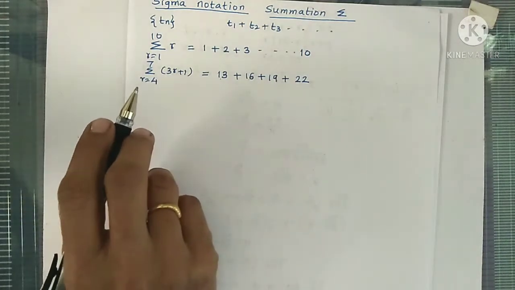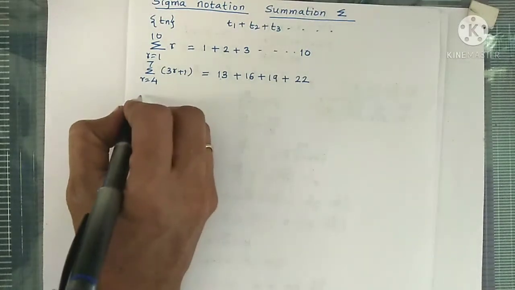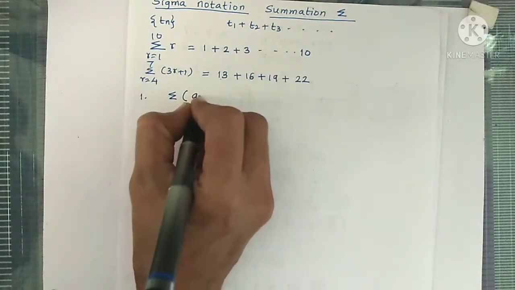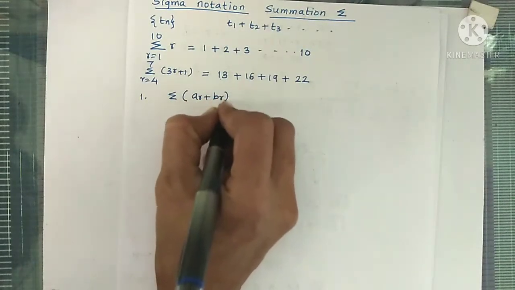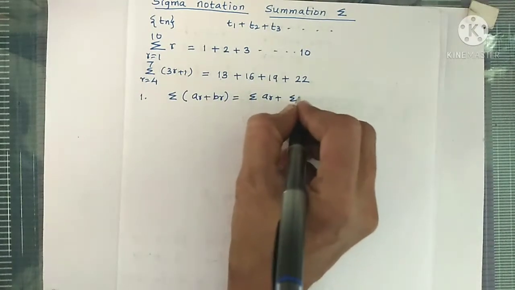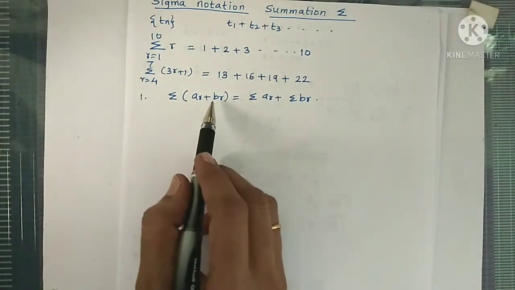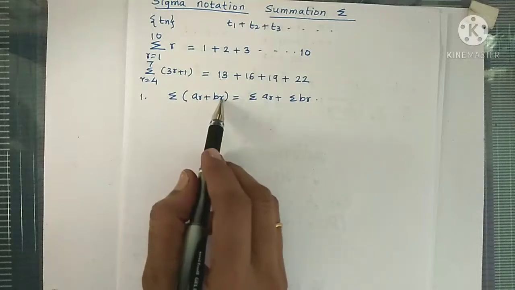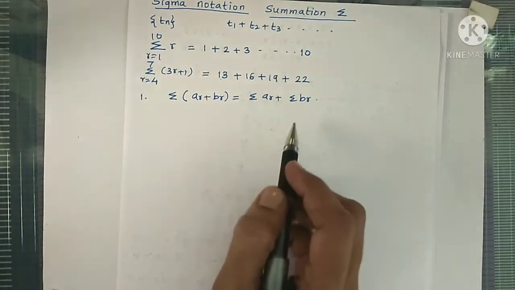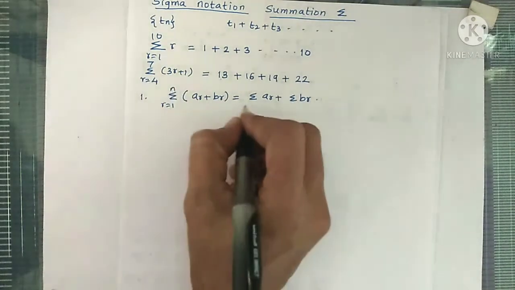Okay. Now let's study the properties of sigma notation. So the first property of sigma notation is summation of AR plus BR equals summation AR plus summation BR. AR plus BR is the general term, the rth term in this sequence. Here it is AR and here the general term is BR. So let's prove this. R equal to 1 to n.